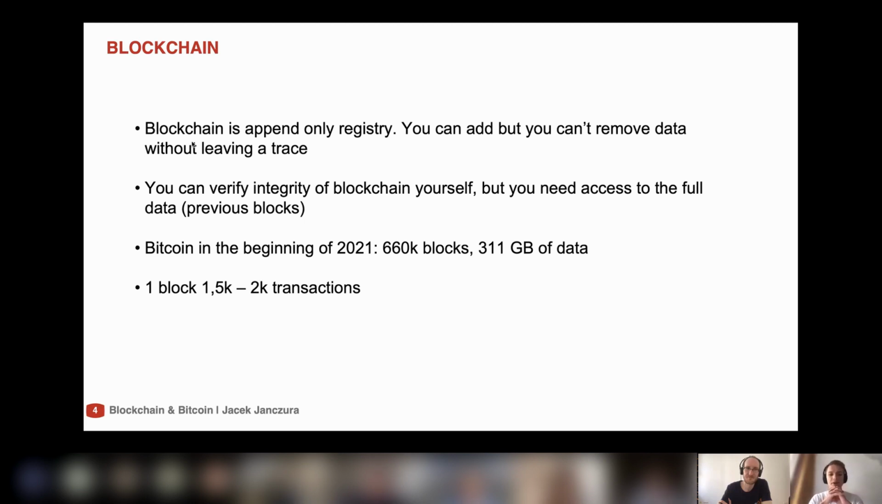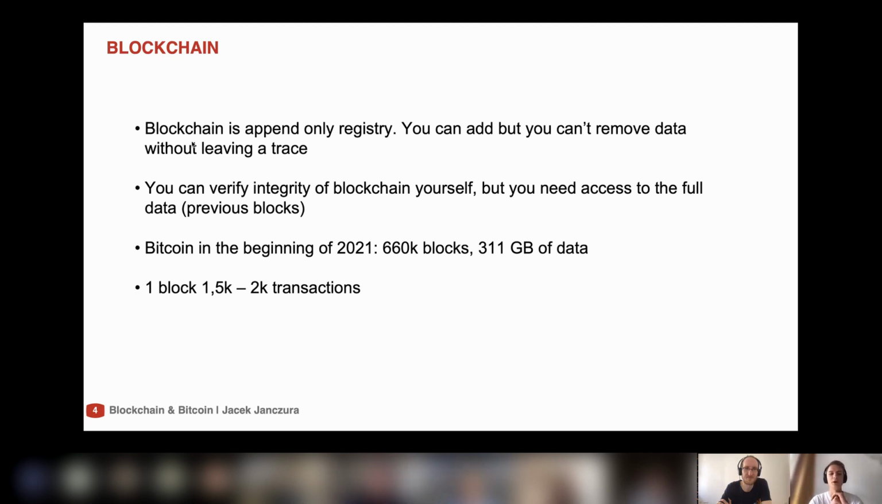Now let's talk briefly about Bitcoin. In Bitcoin, at the beginning of 2021, we already have 660,000 blocks, and it's 311 gigabytes of data. So it's a lot of data. That's why it's quite complicated to do these integrity checks, because you can only do it when you have those 311 gigabytes of data.